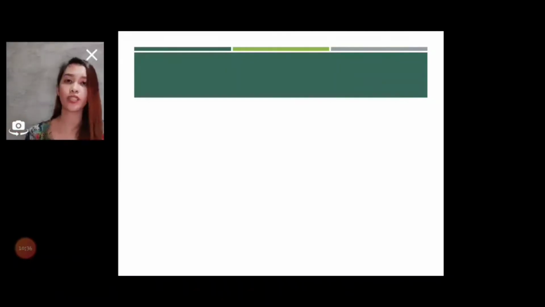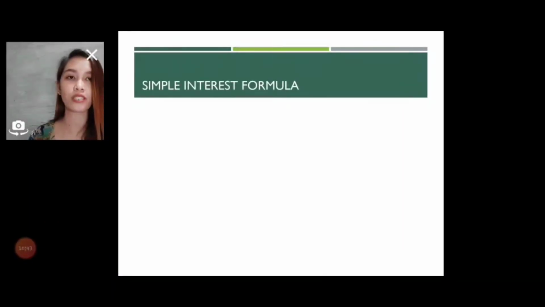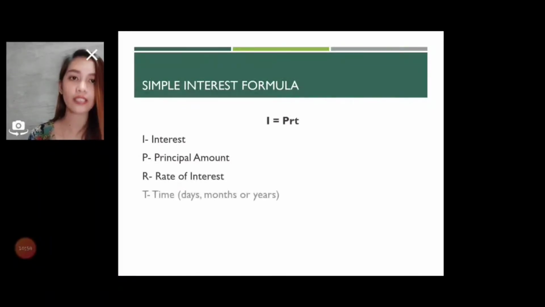And now the question is, how are you going to find the simple interest? There is a formula for finding the simple interest, which is I = PRT. I represents interest, P the principal amount, R the rate of interest, and T the time, either days, months, or years.